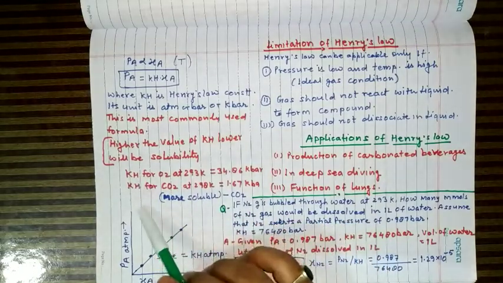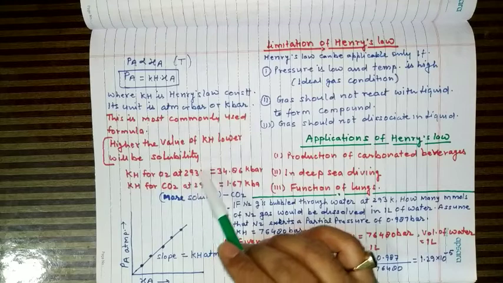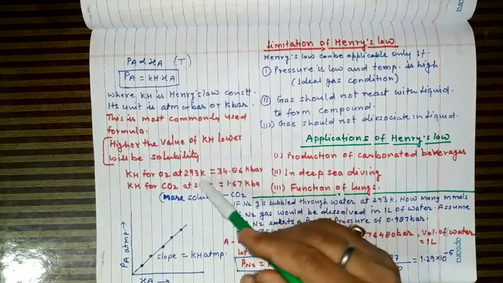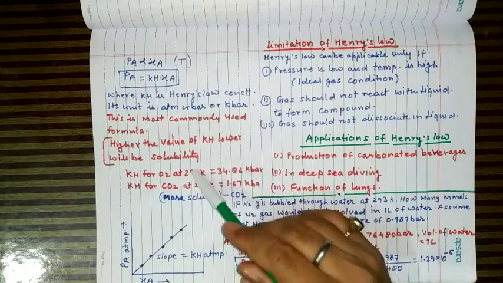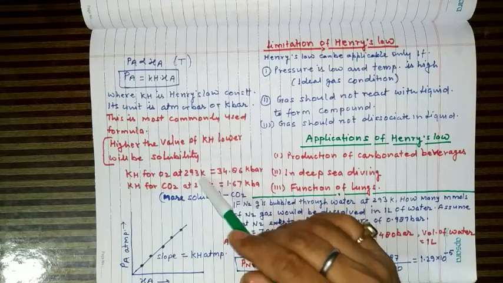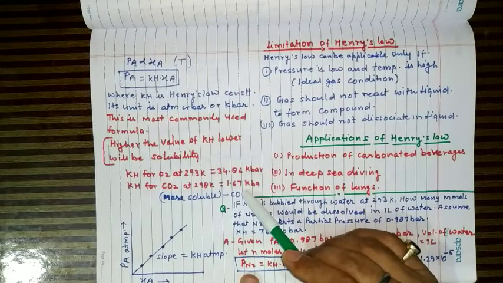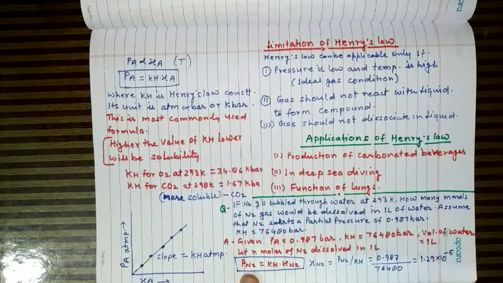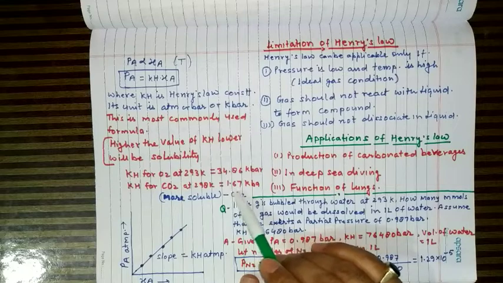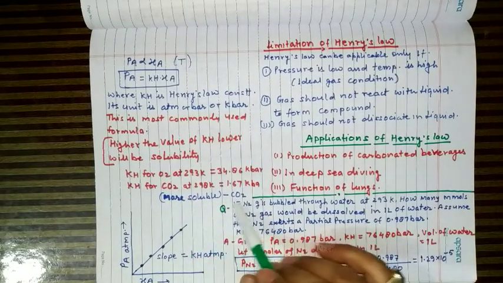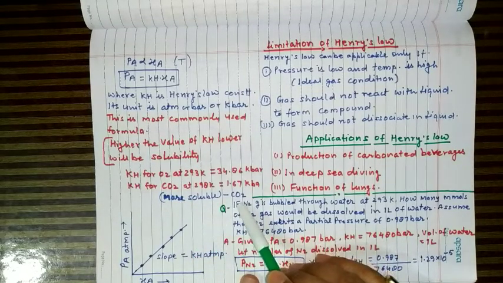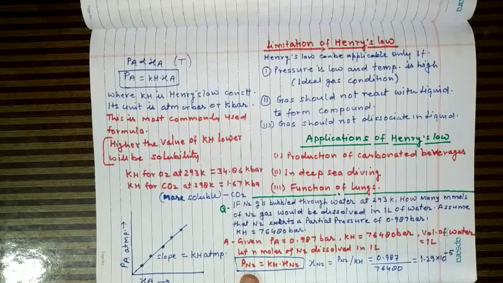For example, Kh value of oxygen and carbon dioxide in water at two temperatures are given. Here temperatures are not much different, so their values are like this. So from here it is clear that the Kh value of carbon dioxide is much lower, so it is more soluble in liquid as compared to oxygen.